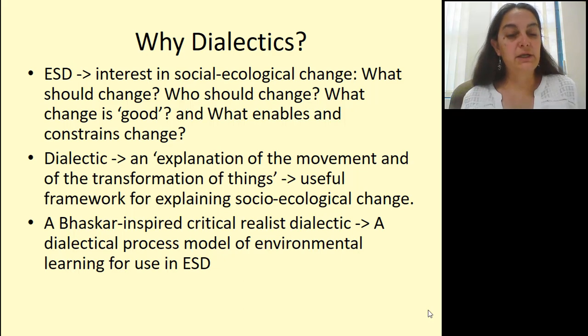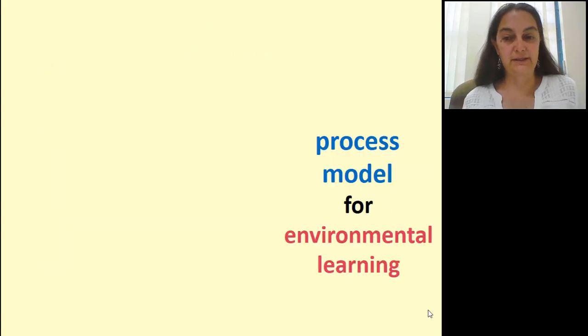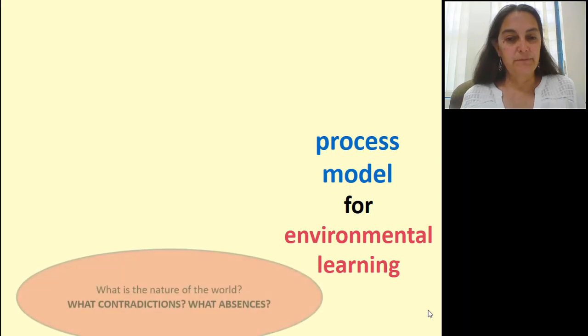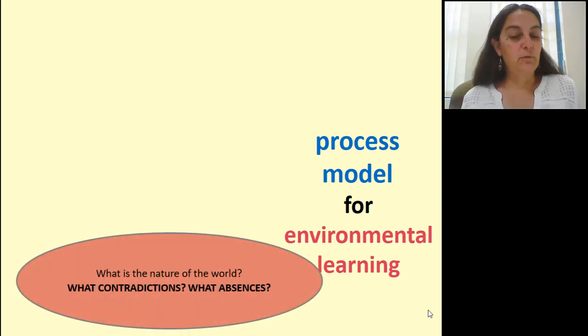In this particular case, I draw on a Bhaskar-inspired critical realist dialectic to develop a dialectical process model of environmental learning for use in education for sustainable development. So let's take a look at this model. I call it a process model because as environmental educators, we know that no change can be prescribed or predetermined, and we need to think about change as an emergent process which gets developed and explored with learners through the educational process.